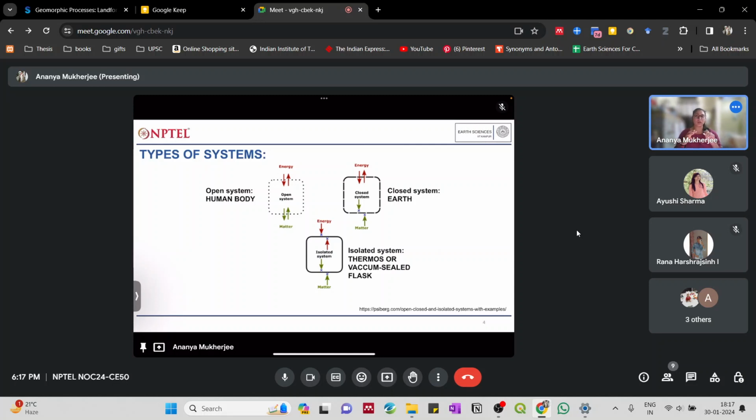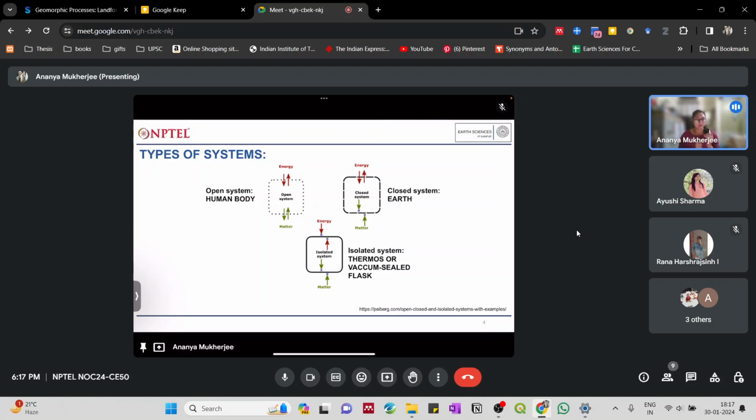For a human body, we know that there is a constant transfer of both energy and matter. So when you have both energy and matter being transferred through a system, that is called an open system. And in a system, if the matter is not being transferred, so there is no external input of matter, and also the matter from the system is not getting transferred outside, but there is a transfer of energy, that is called a closed system.